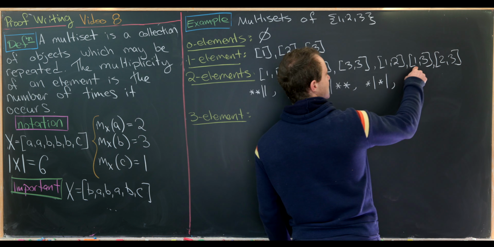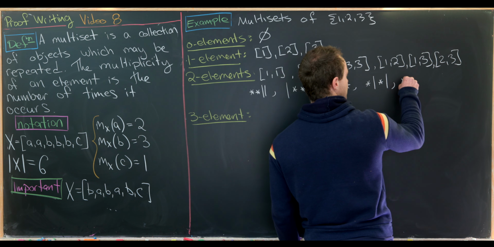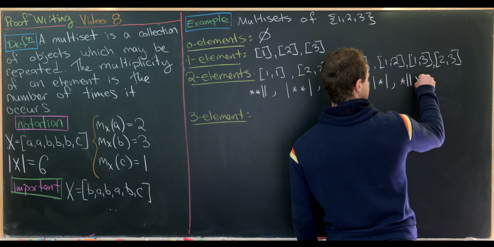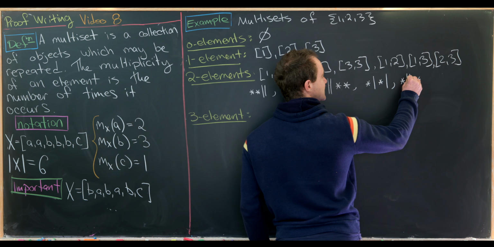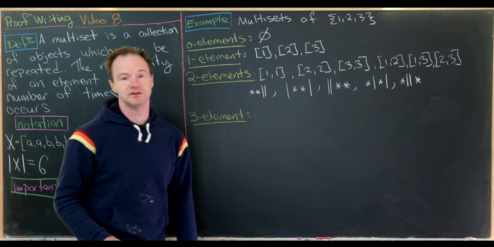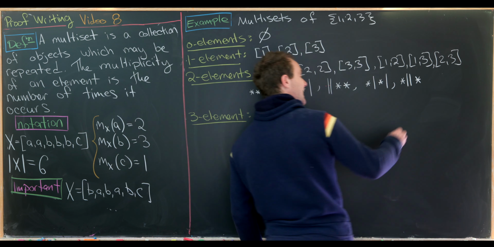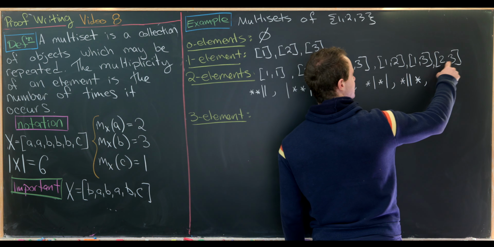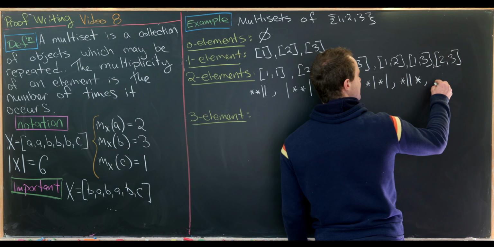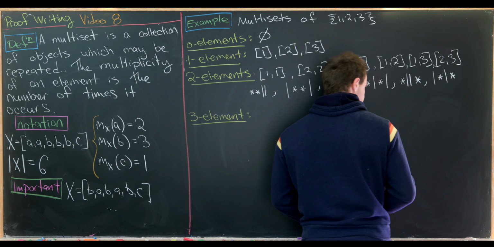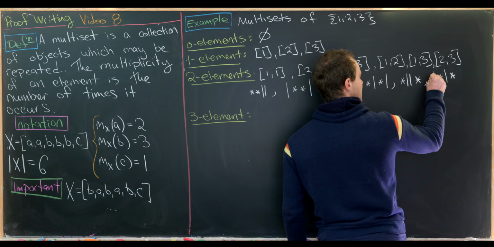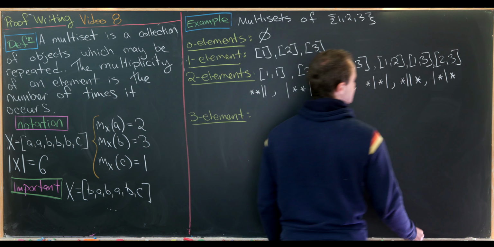Okay, so let's look at 1, 3. That would be star, bar, bar, star. Notice the place that would count the number of 2s is empty because there are 0 2s. Okay, finally, let's look at the multiset 2, 3. That would be bar, star, bar, star. This spot right here that would count the number of 1s is empty.